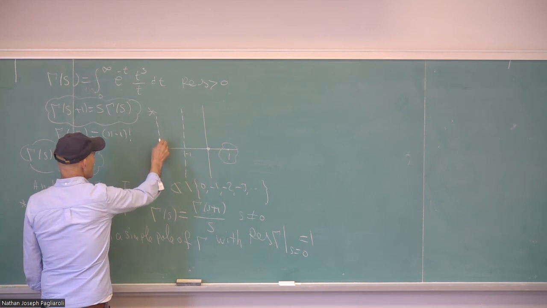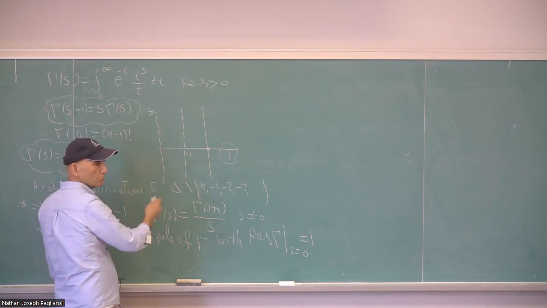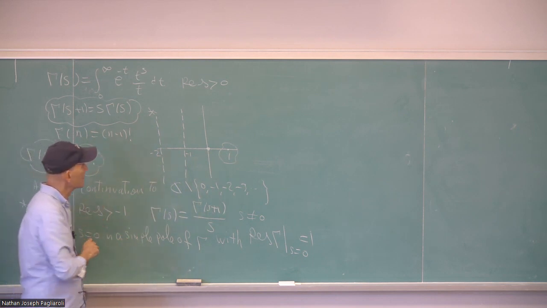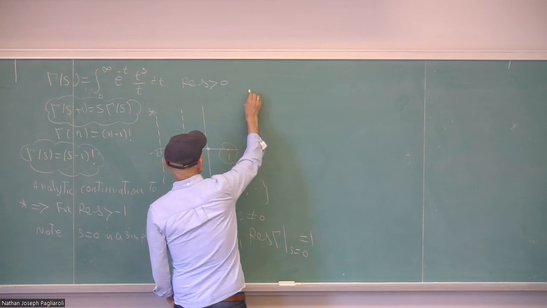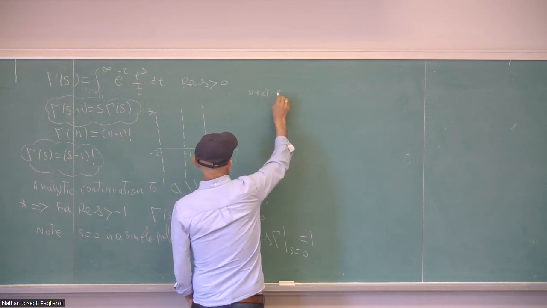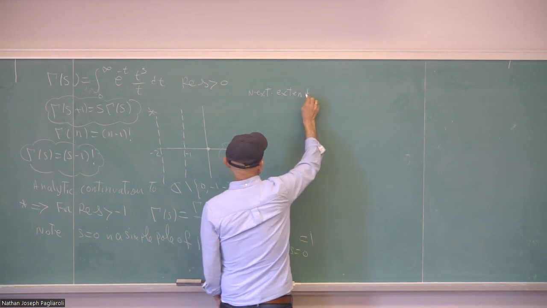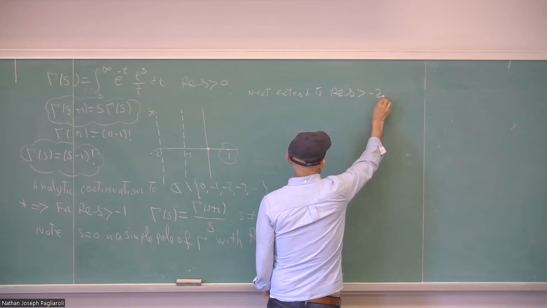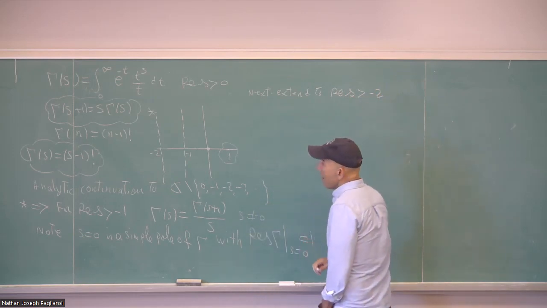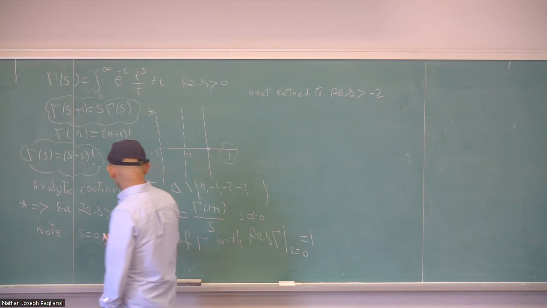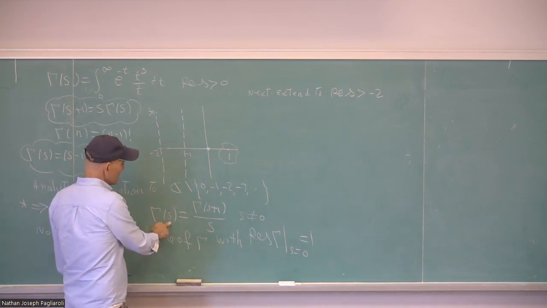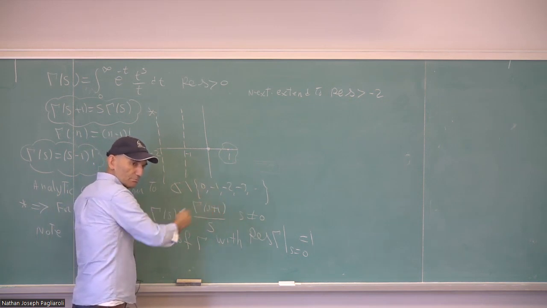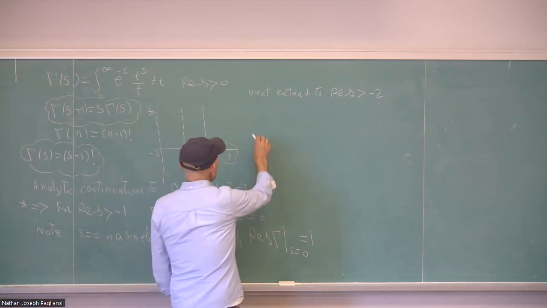So how am I going to continue to minus 2, for example, to real part of s bigger than minus 2? So next, extend to real part of s bigger than minus 2. Well, we just use the same formula, because gamma of s is equal to gamma of s plus 1 over s, and we can just use the same formula, right? Again, use star.